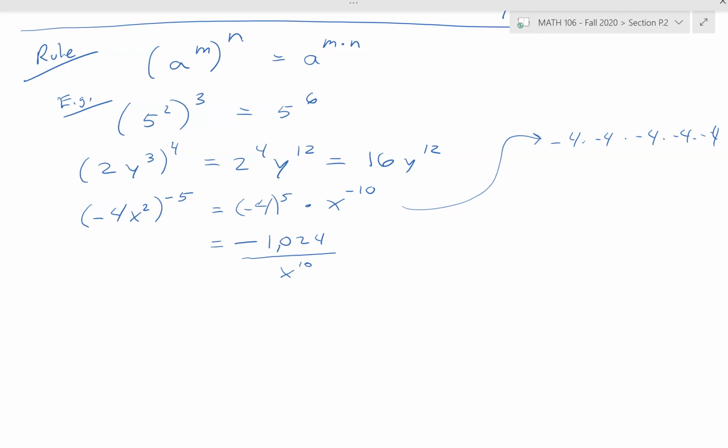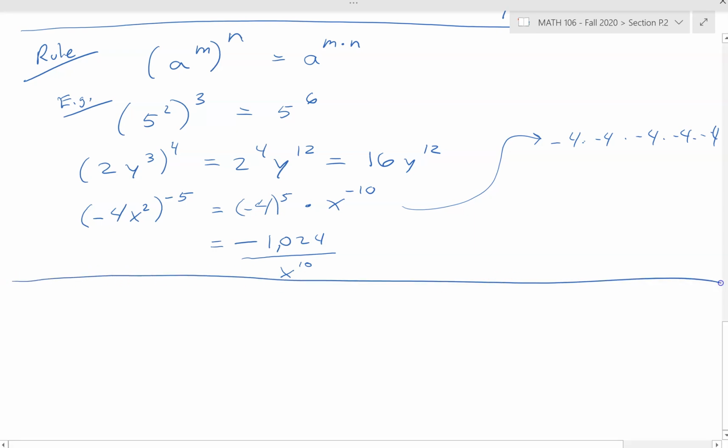Okay. Beautiful. All right, one last rule in terms of how to work with these exponents.